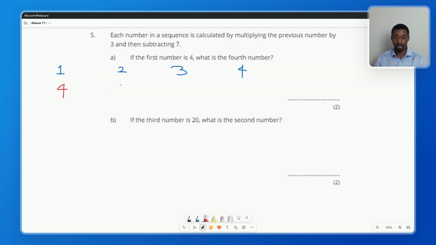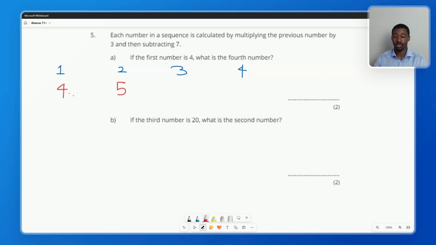So to get the second number, the next number in the sequence, what do we do? We've been told already. We multiply by 3 and then subtract 7. So we can do it. I mean, there's not many numbers to get to 4. So here we can just simply work it out ourselves manually, step by step. So multiply 3 by 4 gives us 12. Subtract 7 gives us 5.